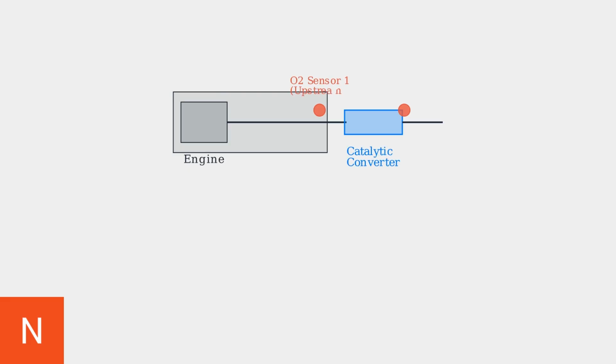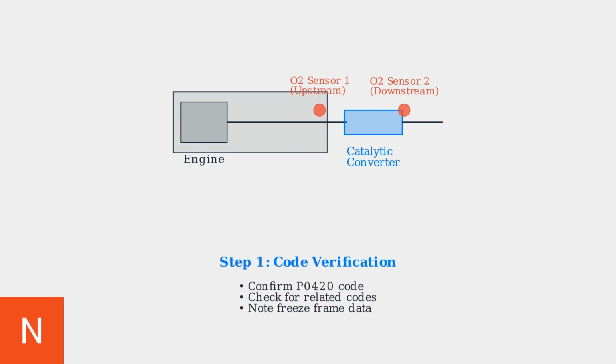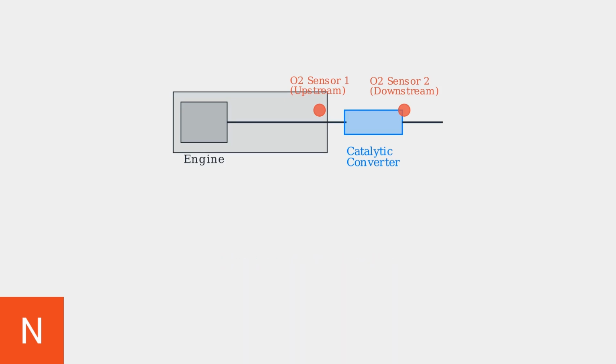Proper diagnosis of the P0420 code follows a systematic 5-step process that can save you hundreds or even thousands of dollars in unnecessary repairs. Step 1. Verify the P0420 code and check for any related diagnostic trouble codes. Multiple codes often point to the root cause and help prioritize your diagnostic approach.